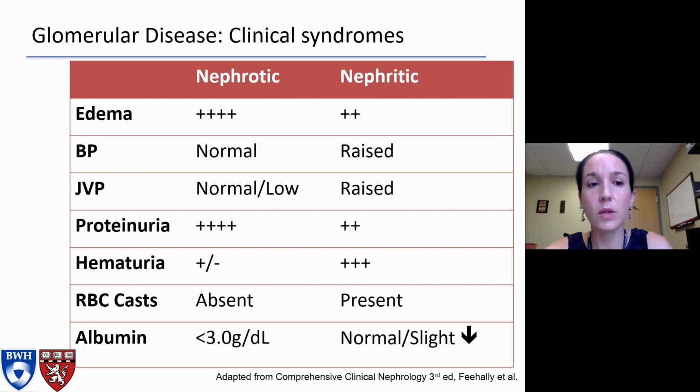In contrast, those patients with nephritic syndrome do have some edema, but it is less. And they tend to be hypertensive and more volume expanded with elevated JVP. The level of proteinuria is less, but they have more marked hematuria. And some patients with nephritic syndrome will have red cell casts. The albumin may be a little decreased, but not to the same extent as we see in nephrotic syndrome.